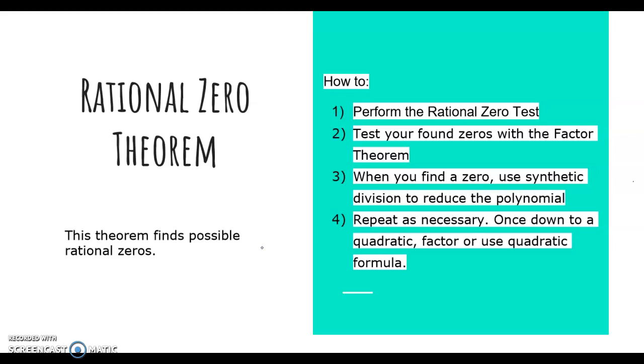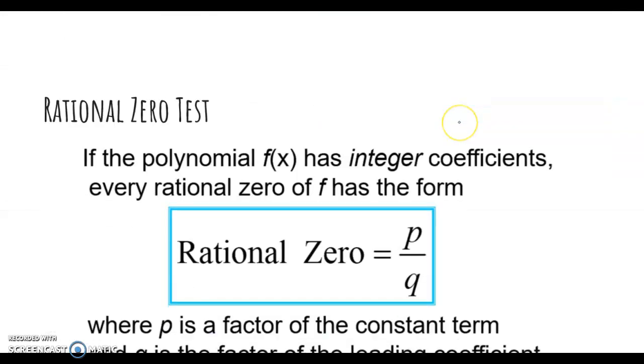When you find a zero that passes the factor theorem, you're going to use synthetic division to reduce the polynomial. You're going to repeat these steps as necessary until you break down your polynomial to a quadratic polynomial. At that point, you can either factor or use quadratic formula to break these down to linear factors. So let's look at the zero test now.